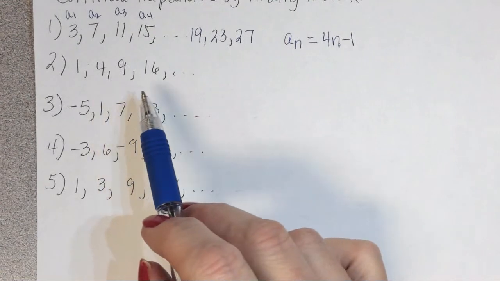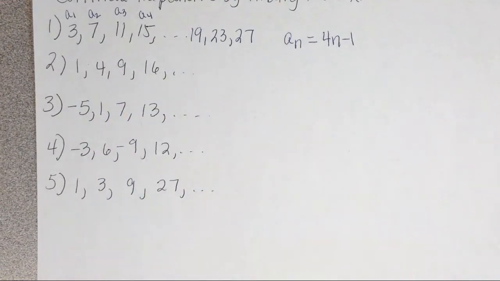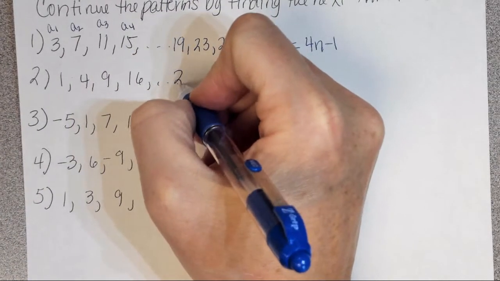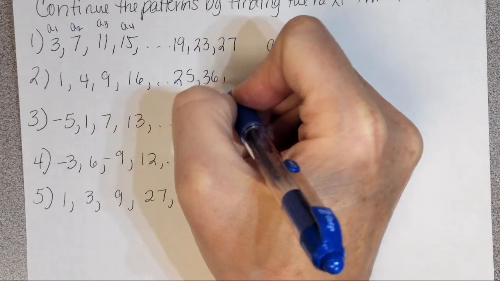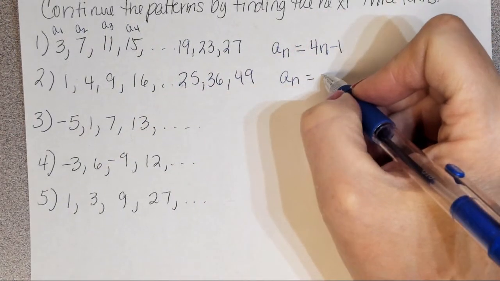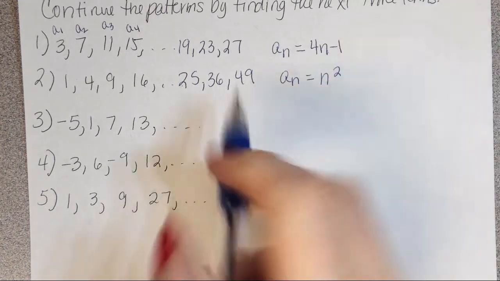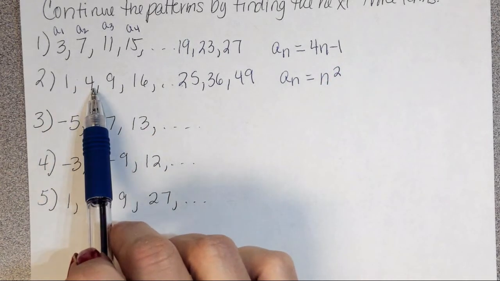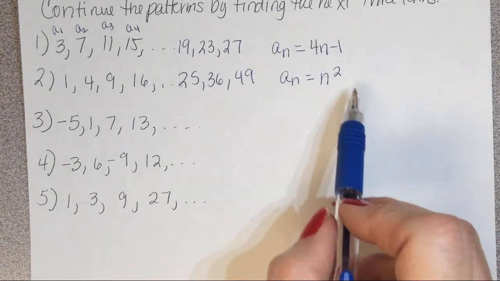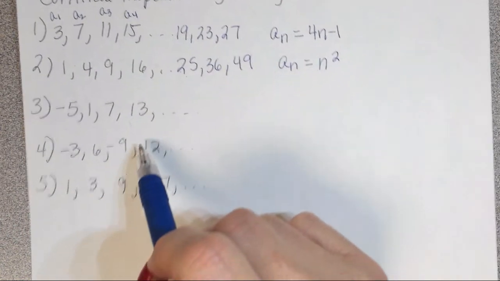All right, what about this one? What were our next three terms? What do you have on that one, Zach? 25, 36, and 49. Okay, and what was your formula? A sub n equals n squared. Okay, and let's check that. 1 squared, 2 squared, 3 squared, 4 squared, 5 squared. Yep, that works. Good job. So this would be the rule for that one.